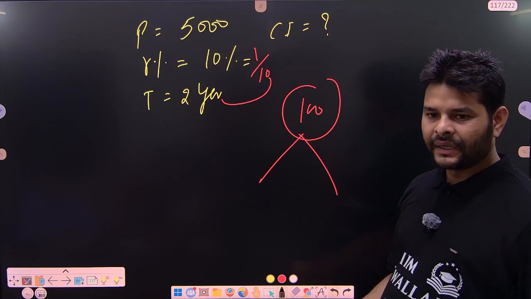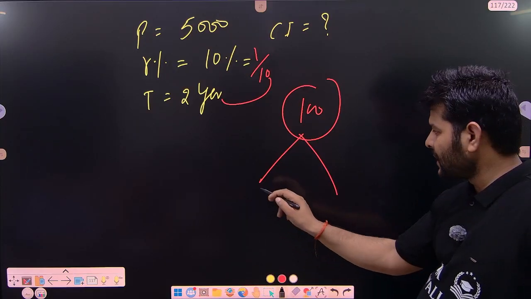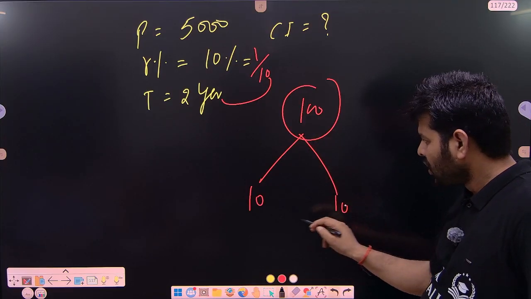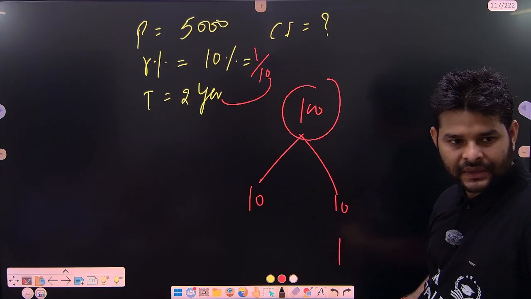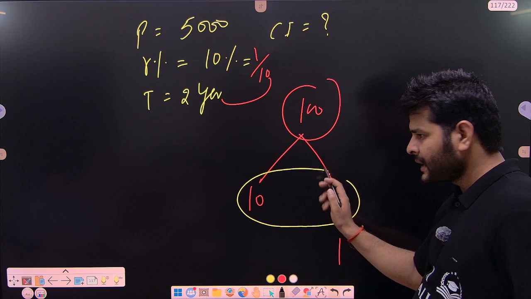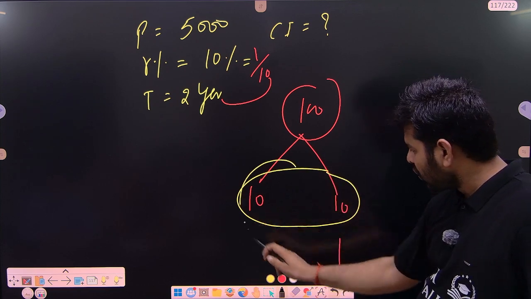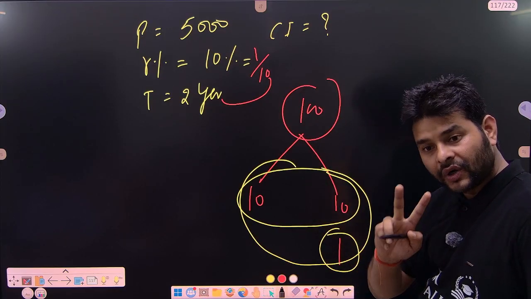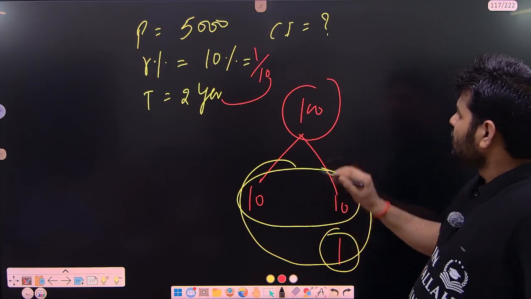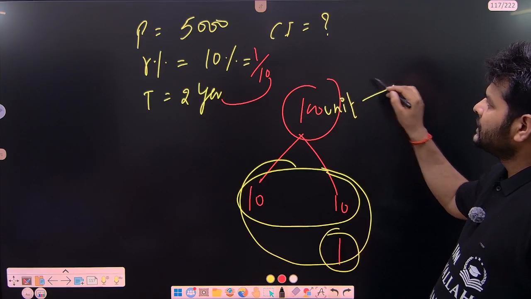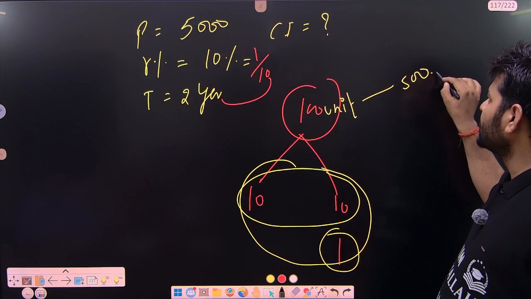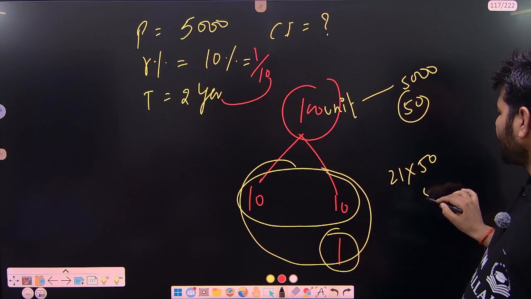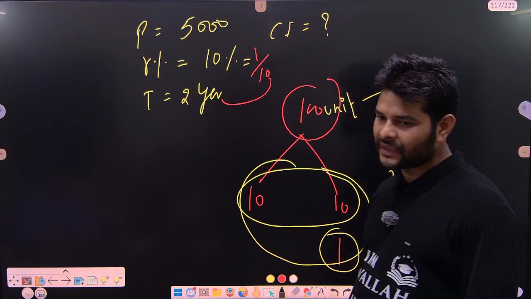In the first year, we need to impose 10% interest, so that would be 10. On that value, again we need to impose 10%, that would be 10. On that value, that would be 1. Got it, guys? So that is SI, simple interest, and that whole value is CI, and that value is the difference of CI and SI for 2 years. So 100 units represent 5,000, so 1 unit would be 50, and 21 units would be 1050.